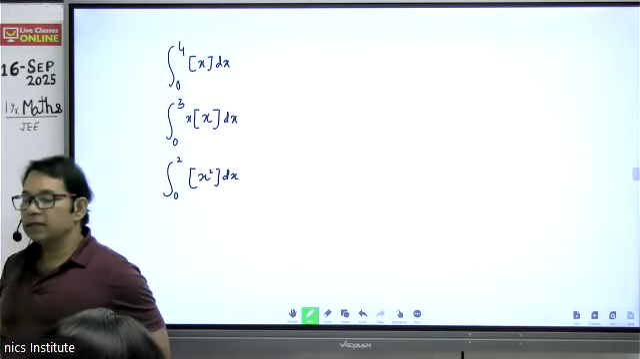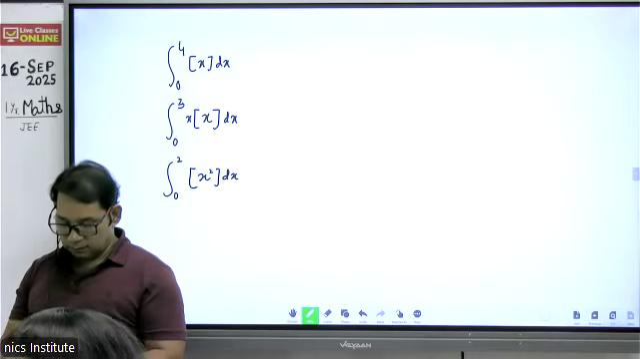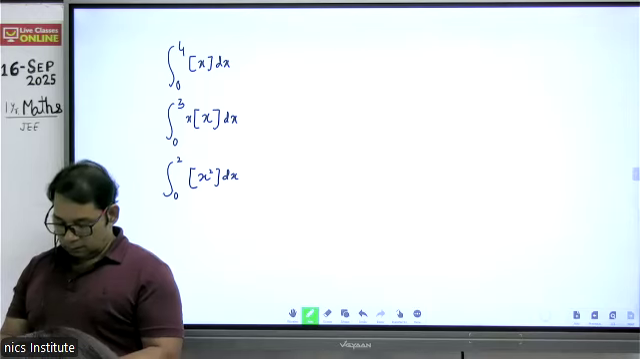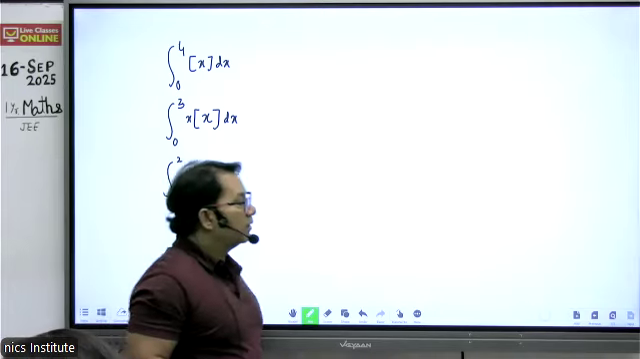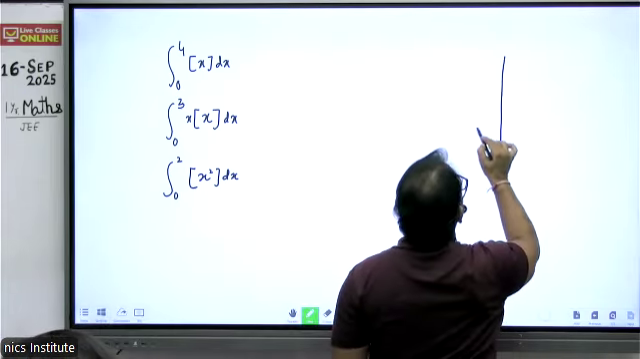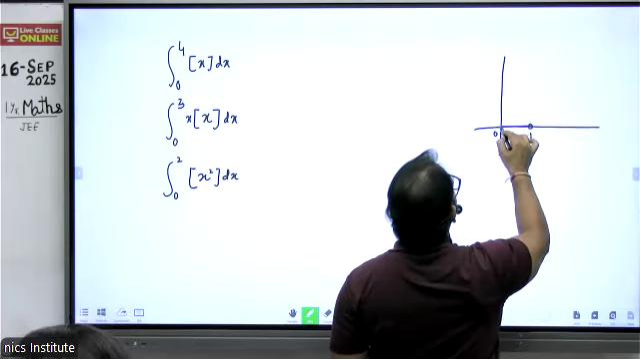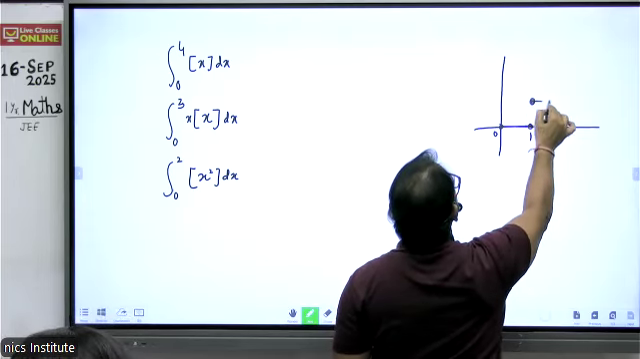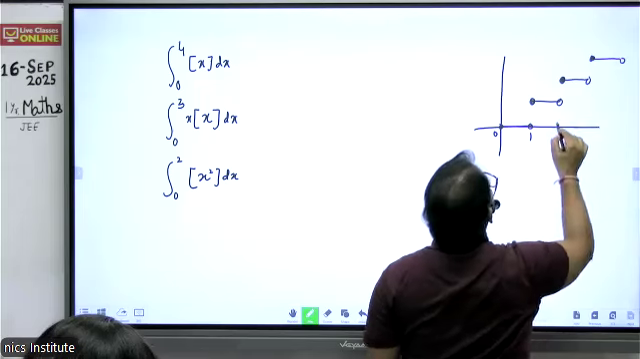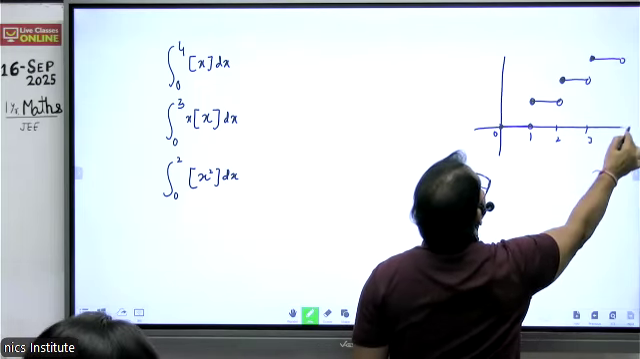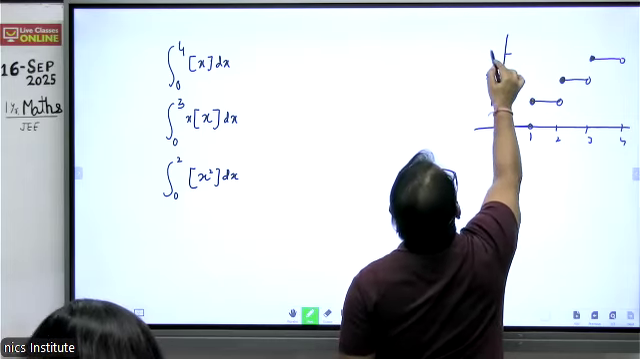The greatest integer function is a discontinuous function at integral values. So basically, this is the graph of the greatest integer function. Here it is discontinuous. This is 1, this is 2, this is 3, this is 4, this is 1, this is 2, this is 3, and so on.